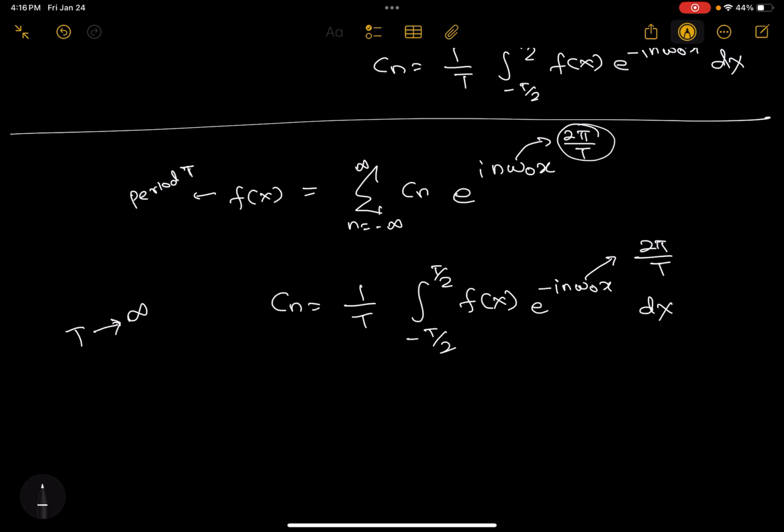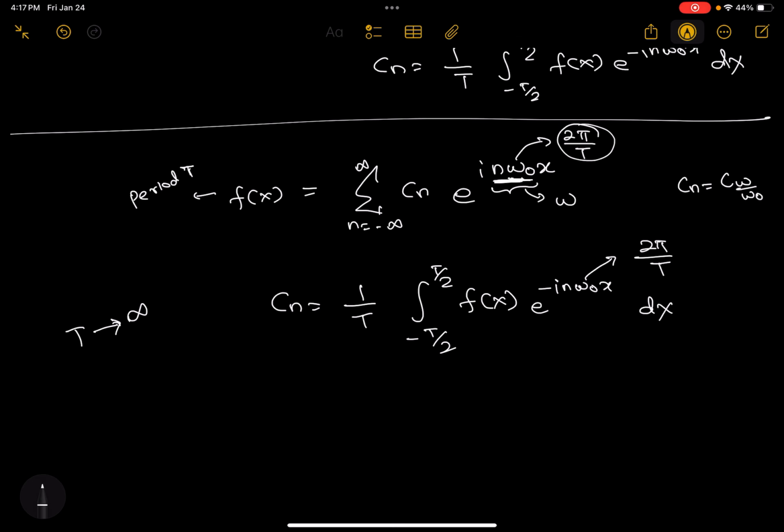Now obviously, if the time period goes to infinity, this omega naught becomes really small. It is so infinitesimal that, since T is going to infinity, n omega naught seems like just a continuous variable. So we now write it as a continuous variable omega. Because this is so small and the change seems continuous, what that does is this c of n just becomes c of omega by omega naught, since n omega naught is omega.